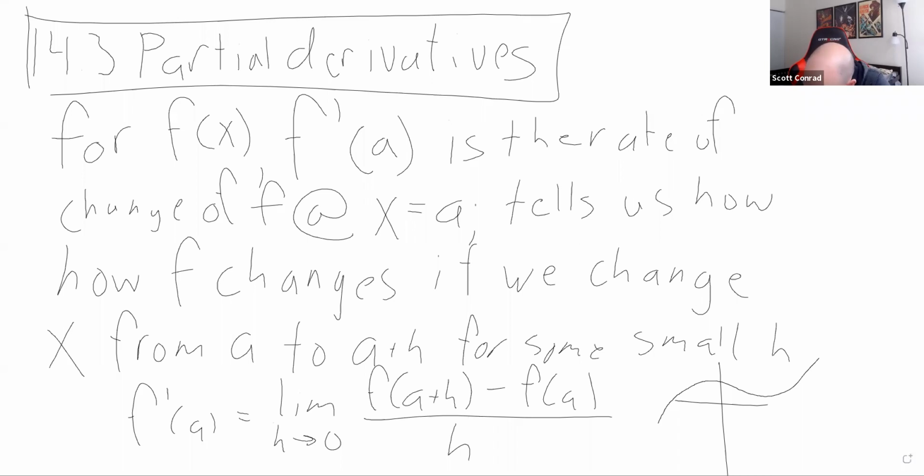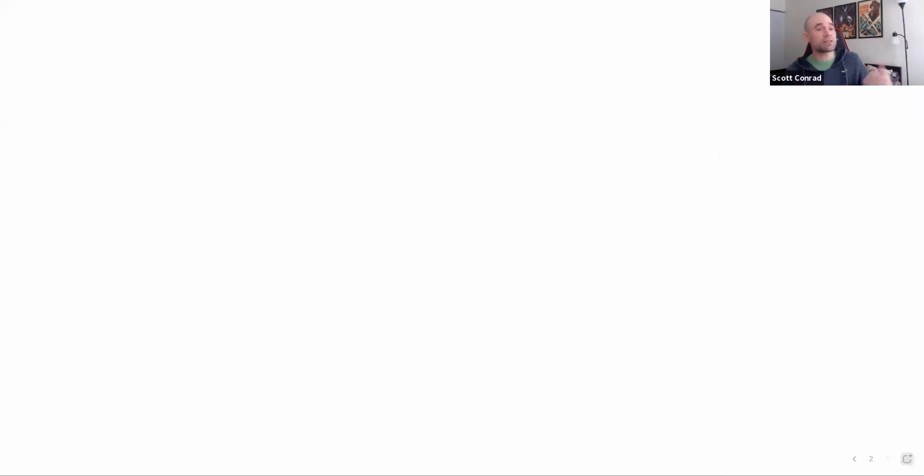But if this is, say, our a right here, and we go to a plus h, so that's f of a, that's f of a plus h. That's how much x has changed, that's how much f has changed. And so it's the slope of the tangent line in that case. Change in y over change in x. But basically, it tells us how the function changes when you change x by a small amount.